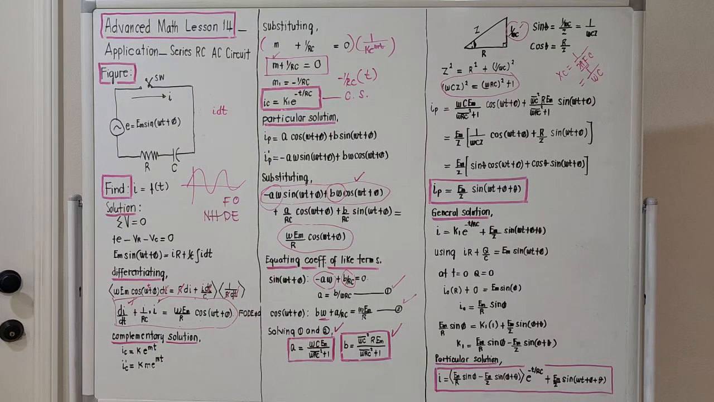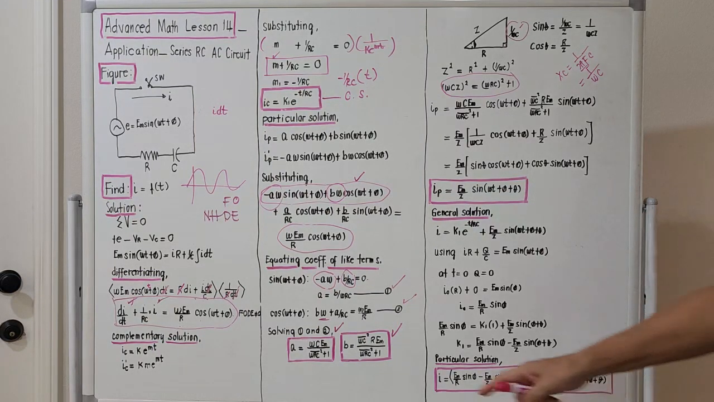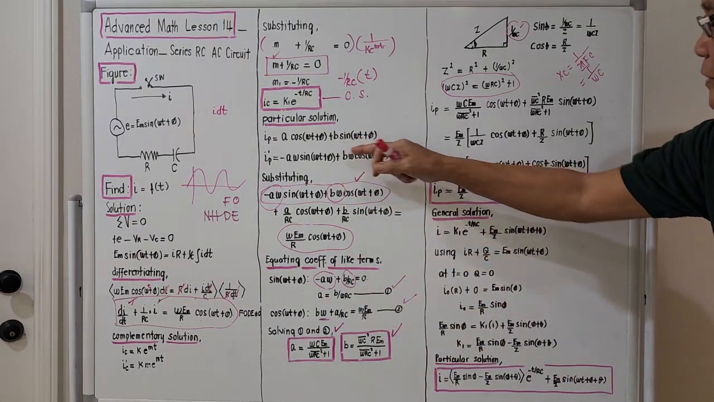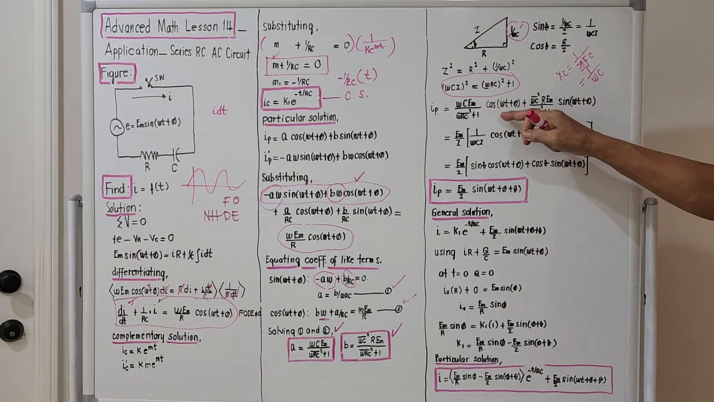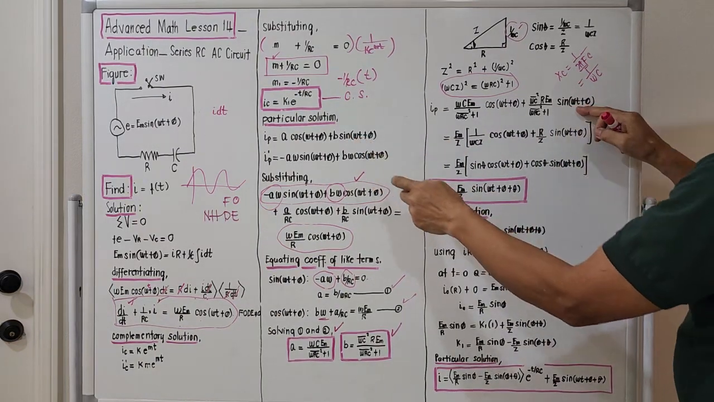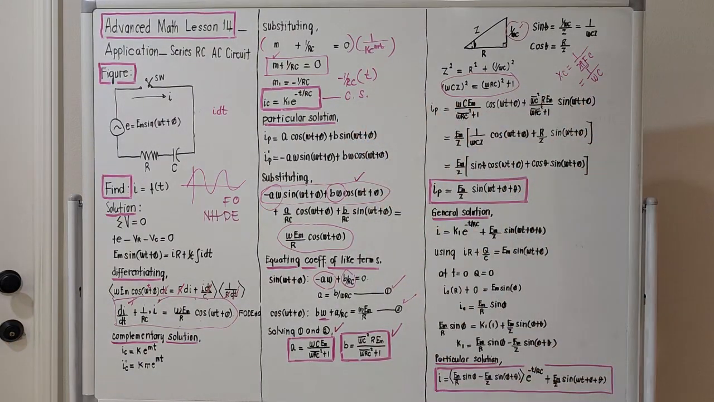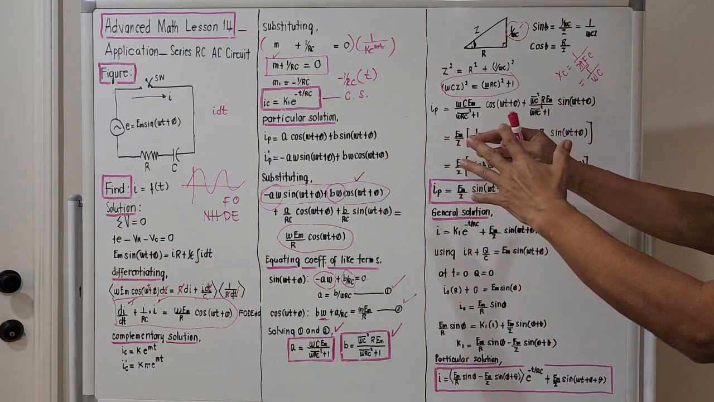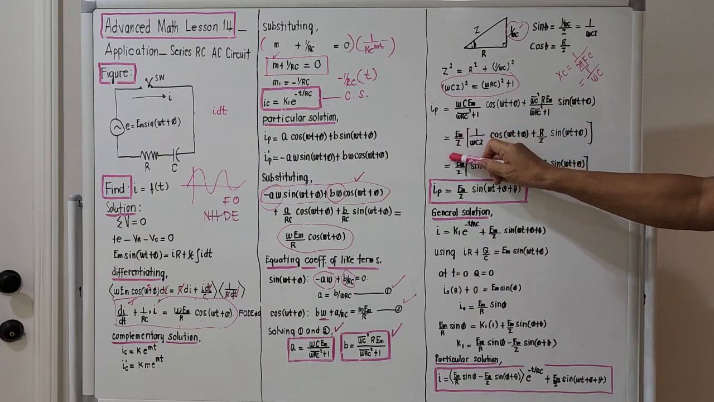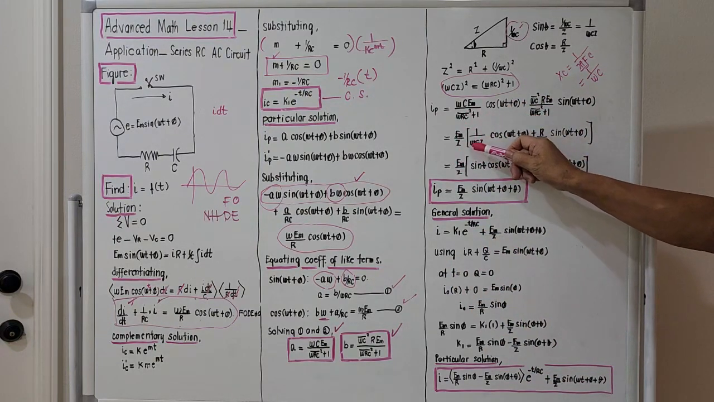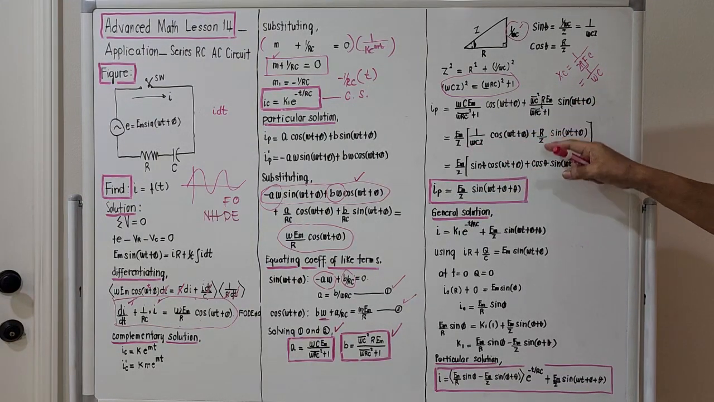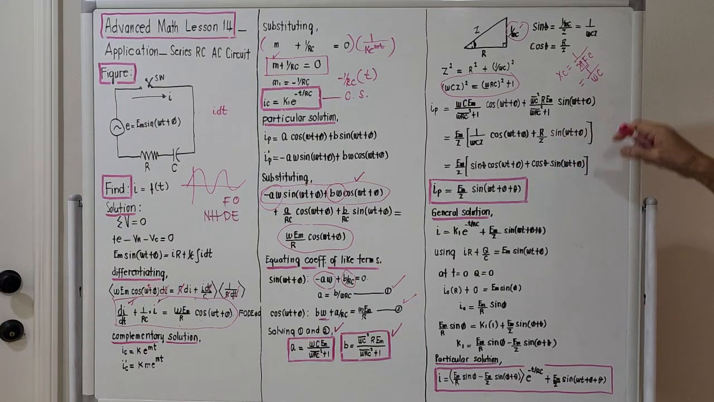Okay? Since we are now given the value of A and B, we will take the value of A and B, then we'll go back to the particular solution. So this is now A times cosine. This is now the value of B times sine. Okay? And if we try to simplify this one, I will not show you the complete thing. It's a long term. So this will be the continuation, that this will be E sub m over Z times open bracket 1 over omega CZ cosine of omega t plus angle p plus the ratio R over Z sine of omega t plus angle p close bracket.